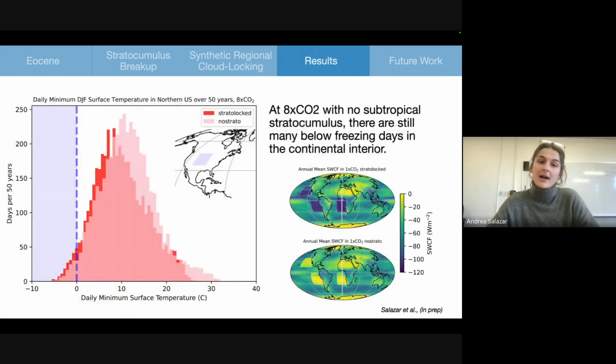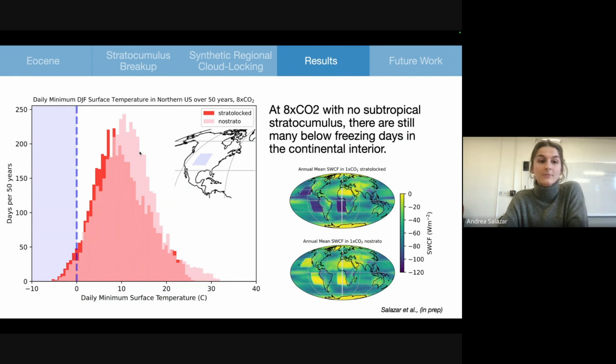So here I'm showing the same plot, but what I'm showing is in our 8x CO2 case, we have this strato-locked version where I'm prescribing very strong stratocumulus clouds, and then in the pink, it's the no strato version where I've completely removed these clouds. And you can see that removing the rest of the stratocumulus clouds does shift the distribution in the right direction.